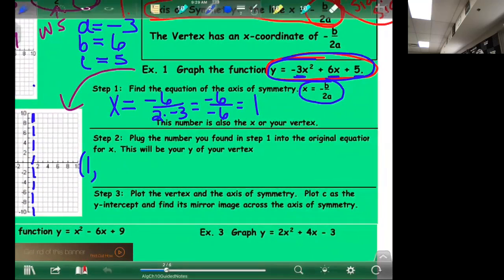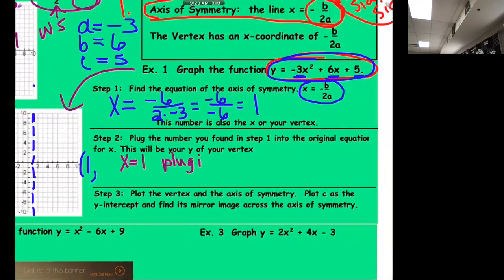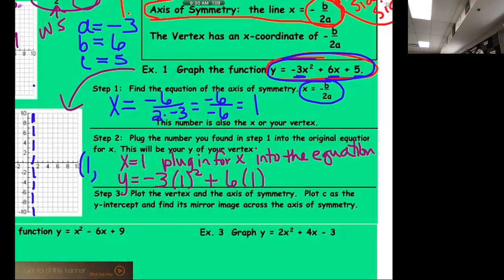So for step 2, we take x equals 1 and we plug it into the equation. Remember, my equation is y equals negative 3x squared, only this time we're going to put 1 in for x. So I'm going to do negative 3 times 1 squared plus 6 times 1, because we're replacing every x with 1. And now I could just do the PEMDAS steps and solve this out for y.